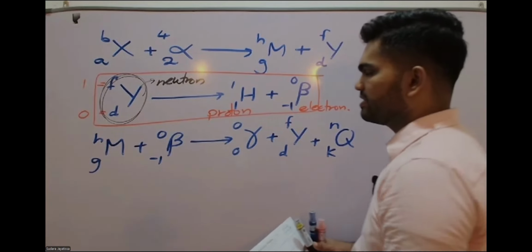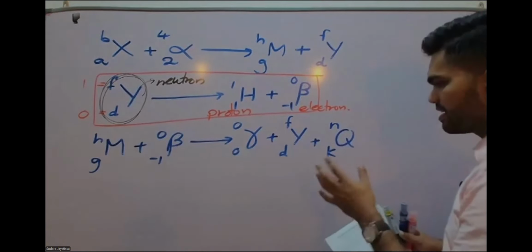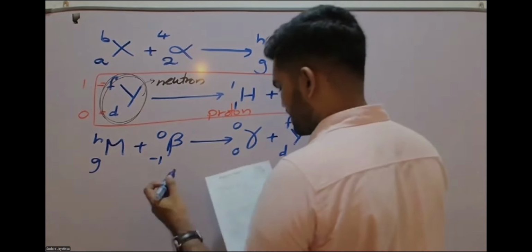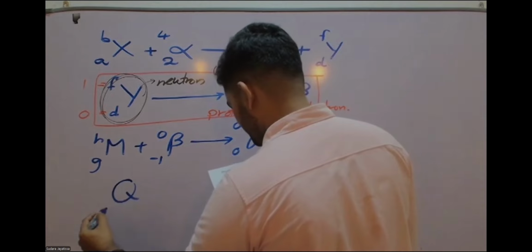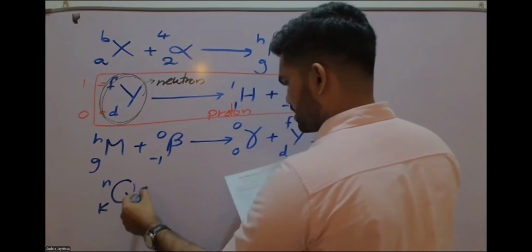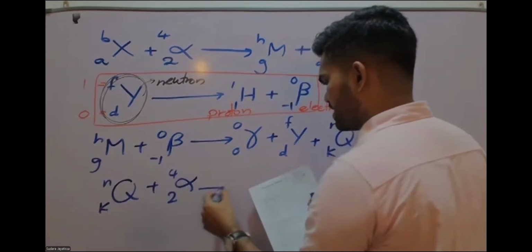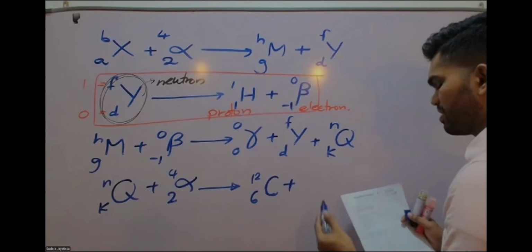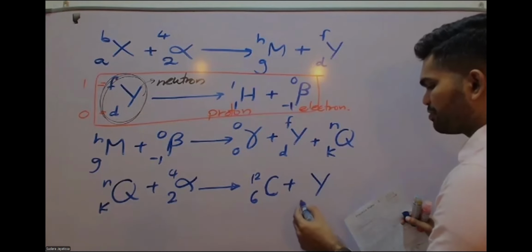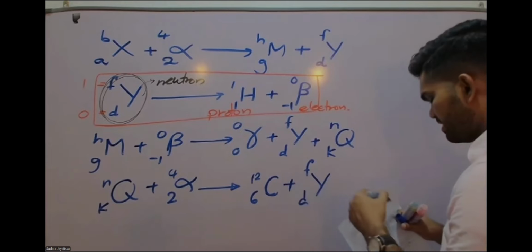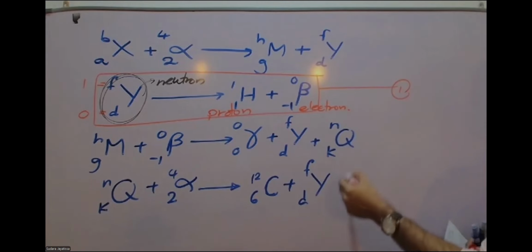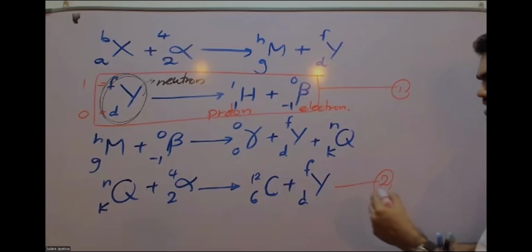Now we can start balancing. Since we know this is neutron, let's see where else we have this particle. You can go to the last reaction, then you can balance the last one. So Q, Kn with alpha 2,4, helium nucleus, and carbon 6,12, and then you have again our Y-D-F. So I'm going to replace them later. First of all, you can start balancing from this reaction. Secondly, you can go to this. Okay, so now we can say this Y-D-F.